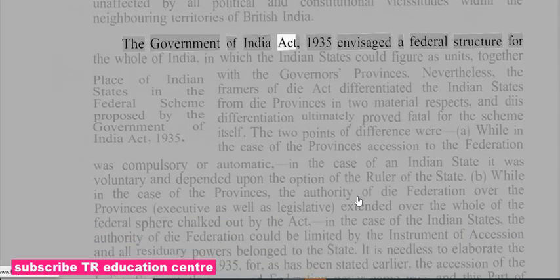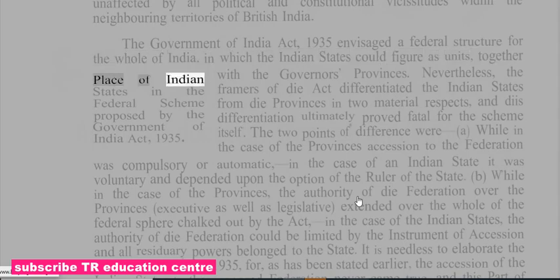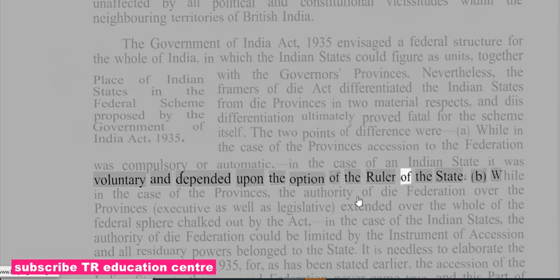The Government of India Act, 1935 envisaged a federal structure for the whole of India, in which the Indian states could figure as units, to get a place in the federal scheme proposed by the Act, along with the governors' provinces. Nevertheless, the framers of the Act differentiated the Indian states from the provinces in two material respects, and these differentiations ultimately proved fatal for the scheme itself. The two points of difference were, a. While in the case of the provinces accession to the federation was compulsory or automatic, in the case of an Indian state it was voluntary and depended upon the option of the ruler of the state.